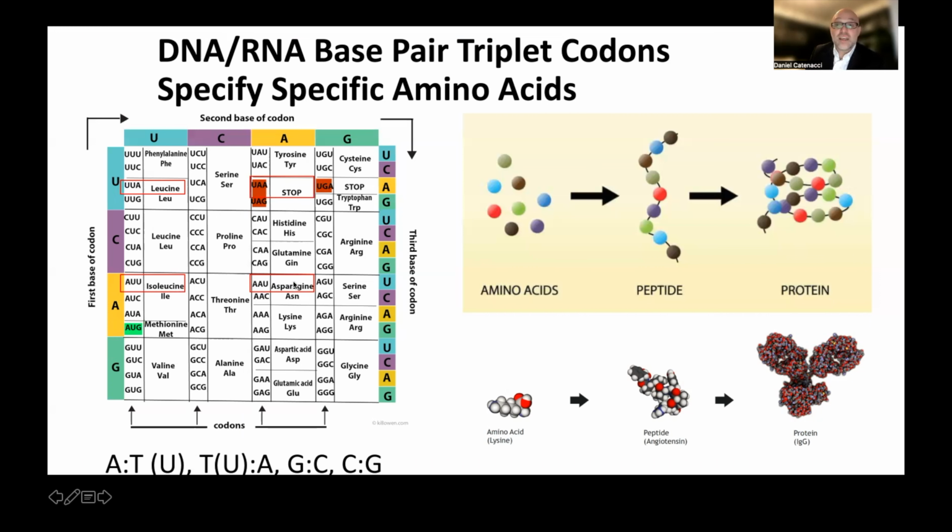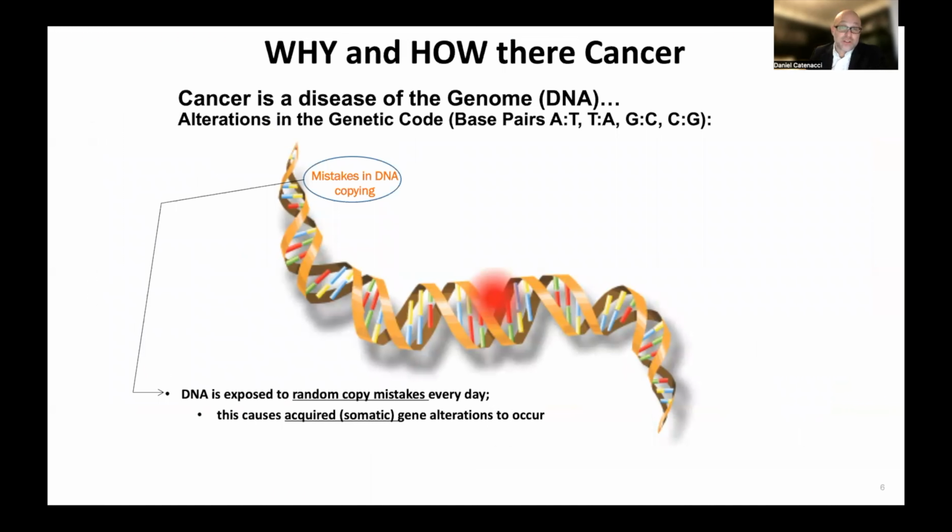Even just one change can alter the function of the protein. So how do we get these changes? Well, I was alluding to the fact earlier that every time a cell divides, it has to replicate all of those specific billions of base pairs in a specific order. And because of that, it is prone to having a mistake here or there.